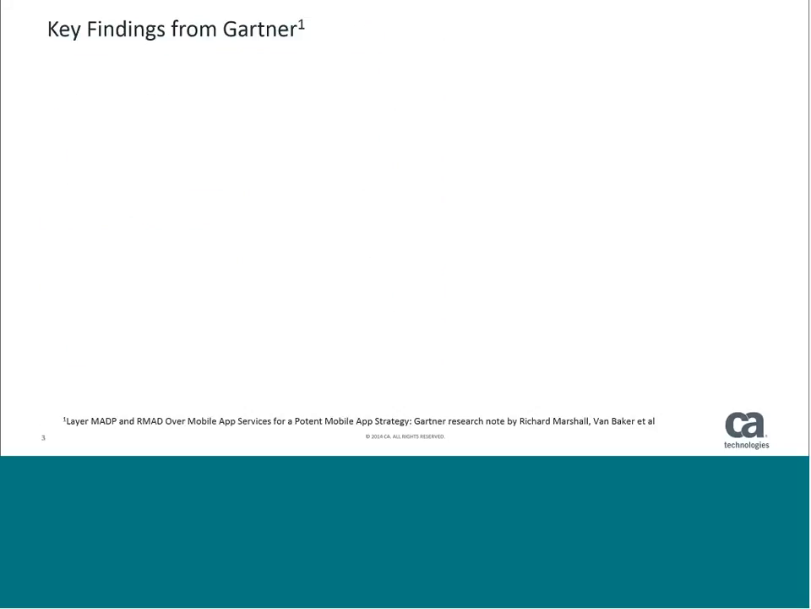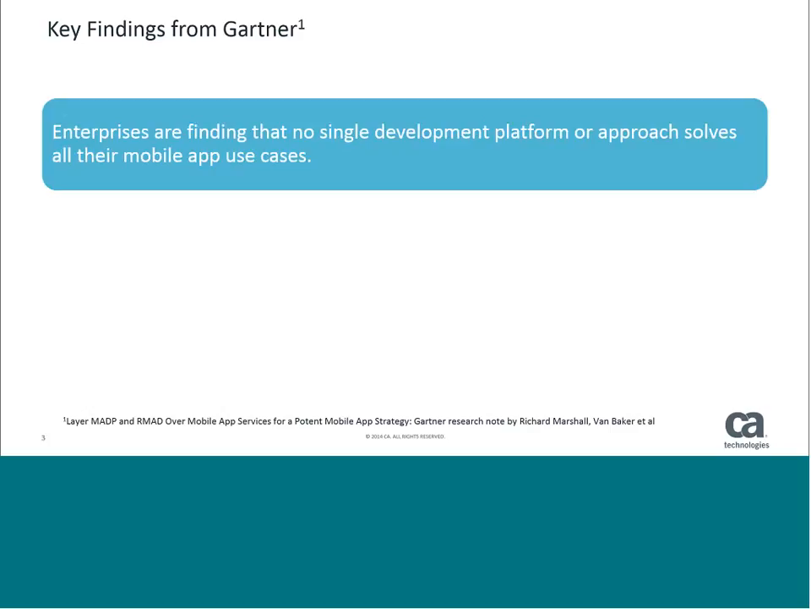Some of the key findings from Gartner, and these are analysts like Richard Marshall and Van Baker that have been writing so many reports and key articles in this particular space, are that enterprises are finding it hard to go with one single development platform or one single approach which solves all their mobile app cases. This is a very important thing to consider, because if you are an enterprise trying to find an app development tool or suite, and you're saying, let me find one vendor, let me get this one suite, and that's basically going to solve pretty much everything, that's probably not going to happen.